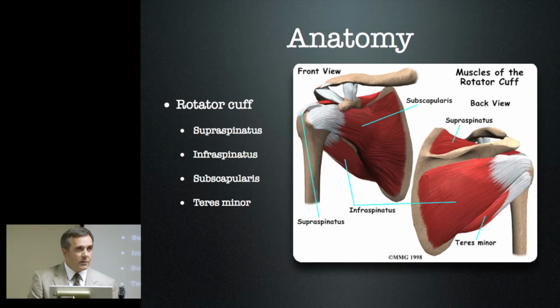The main stabilizer of the shoulder is the rotator cuff. It's basically four muscles and tendons that surround the shoulder. It helps move the shoulder, but also stabilizes the humeral head, which is the ball, in its socket. And when you start getting dysfunction of the rotator cuff, we start developing pain and weakness.